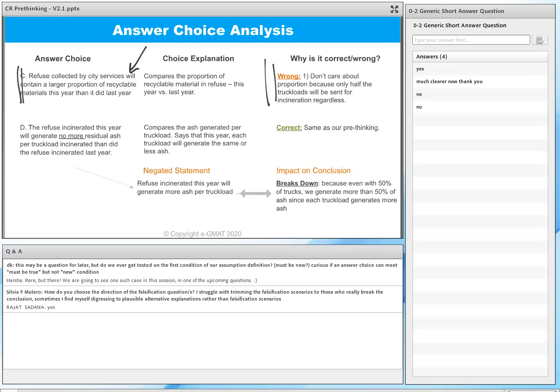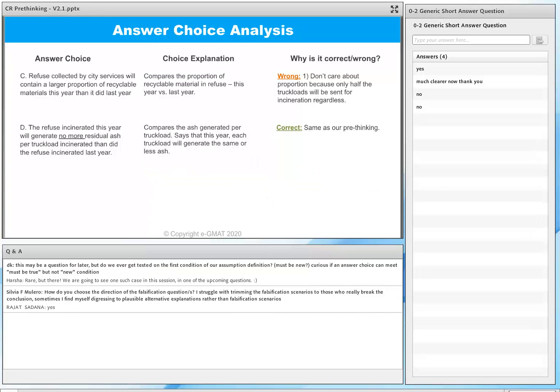Perfect. Choice D is my correct answer. It talks about ash per truckload, which is what we did in our pre-thinking. And if you do the negation test, refuse incinerated will generate more ash per truckload. That's a negated statement. What is the impact on the conclusion? It breaks the conclusion down. Why? Because even with half as many trucks, if each truckload is packed so tightly that it generates 50% more ash, then my conclusion that I'm going to generate half as much ash can no longer hold true.